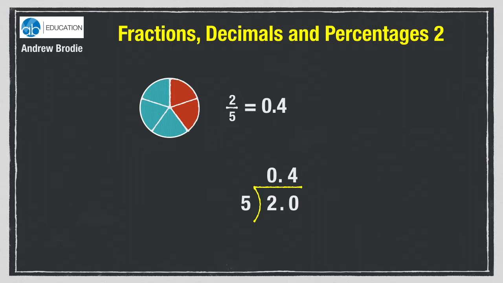To change a decimal to a percentage, simply multiply by 100. So we can see that 2/5 has the same value as 0.4 or 40%.